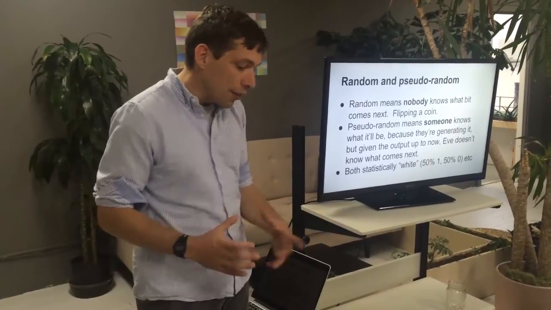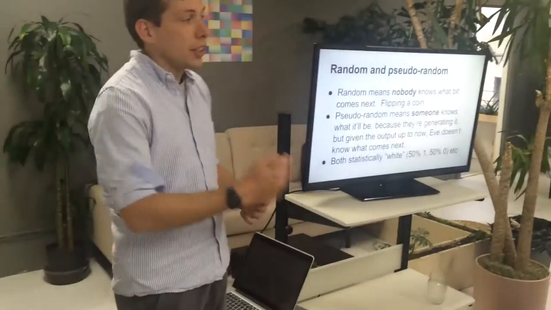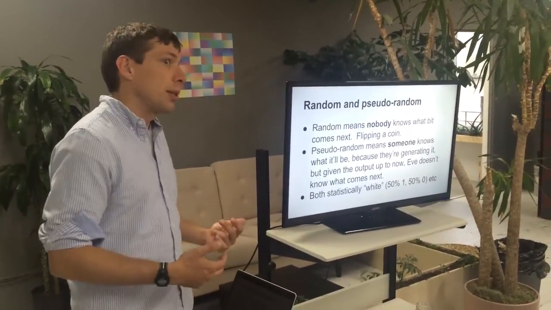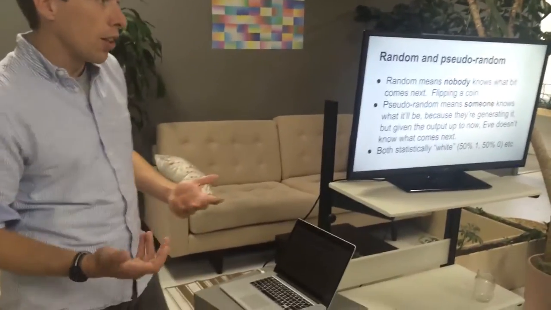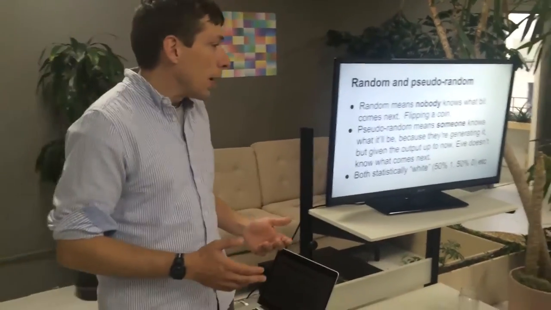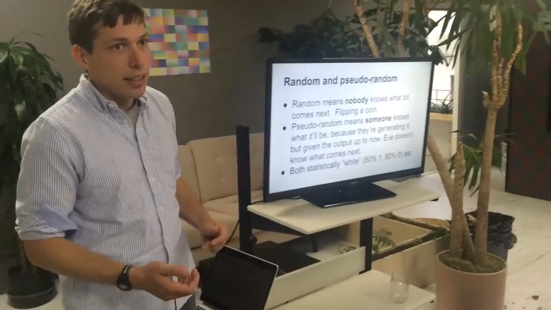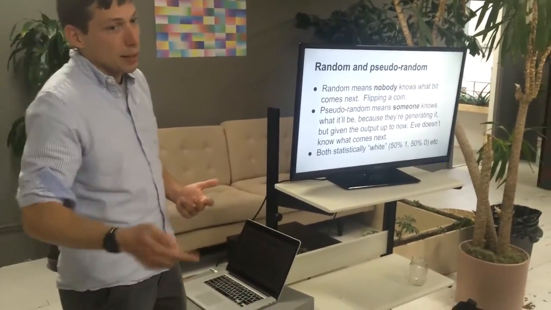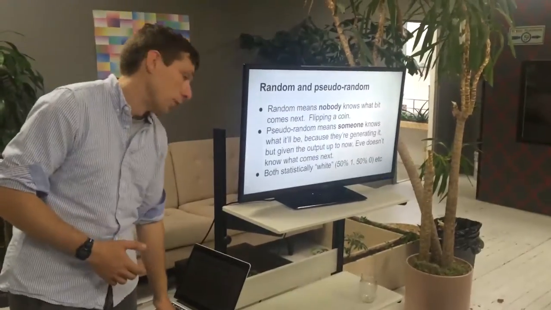So I have some secret that I'm using to generate this stream of ones and zeros. I know what the next one's going to be. I can calculate the next one. It's all deterministic. But if you just see these things I'm calculating and try to do analysis on it, you're hopefully never going to figure out what the next bits are going to be, if it's a good pseudo-random function.